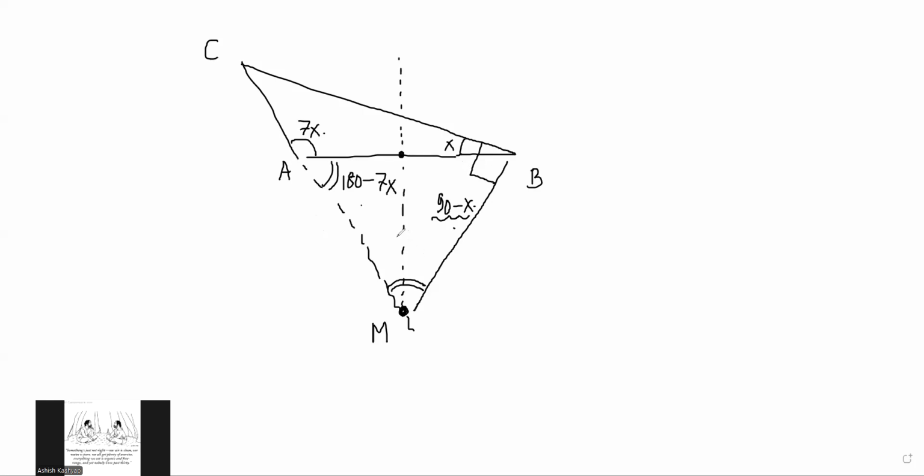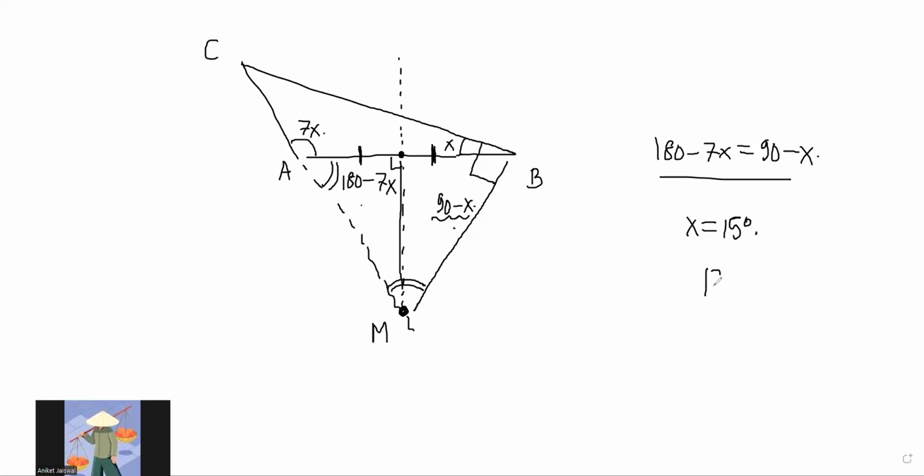We don't actually need that angle also. We can say MBA is going to be, by the way, they have already said that this is the perpendicular bisector. So this is 90 and this is equal. Yes, sir. Then AM is equal to MB. So we then have 180 minus 7x, SAS. From here you will get x is equal to 15. So the angles are 15, 105, and 60.